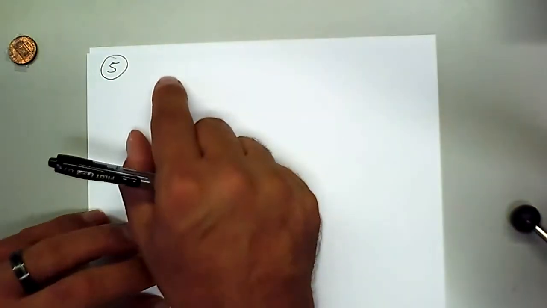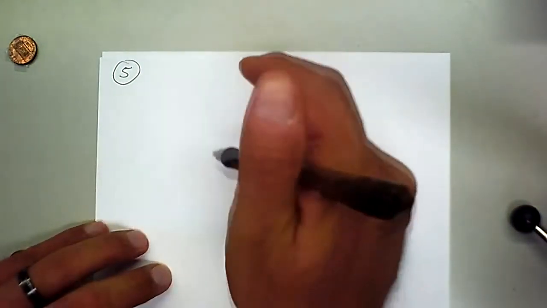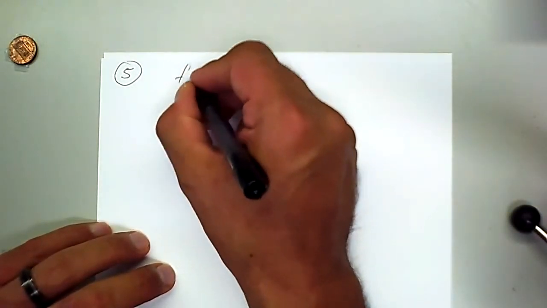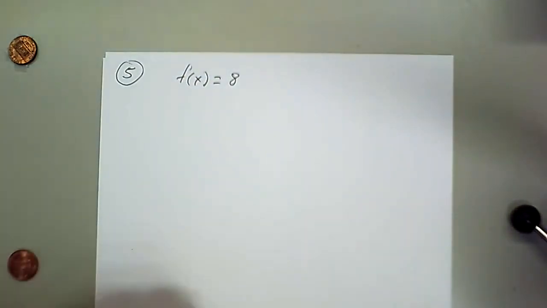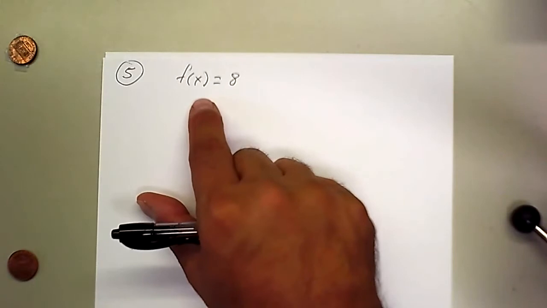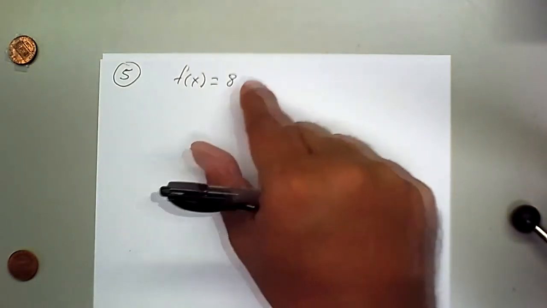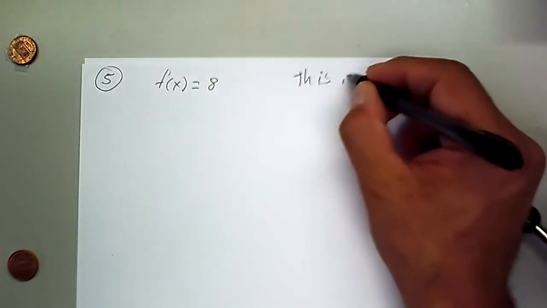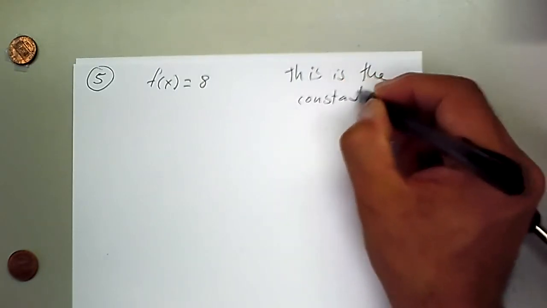This is the easiest example, and yet it is the most confusing one, in my opinion. F of x equals 8. In a previous video, we had this example: f of x equals 8. This is the constant function.